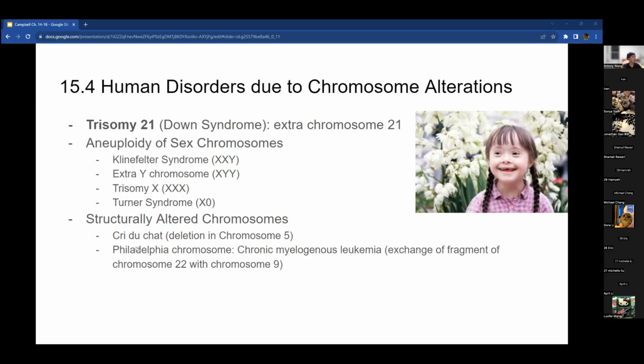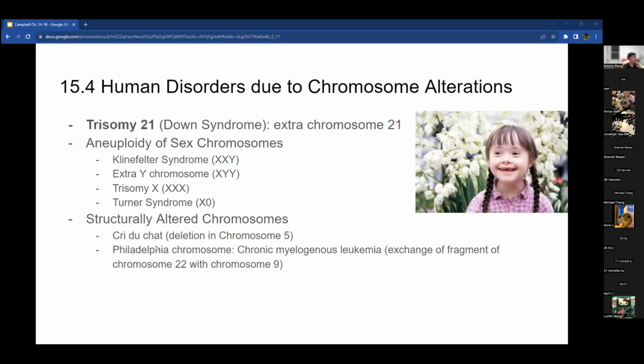Altered chromosomes, cri du chat. This is infantilely fatal. It's a fatal deletion in chromosome 5, which is called cri du chat because the physicians who observed people with the disease described their cry as like the crying of a cat.